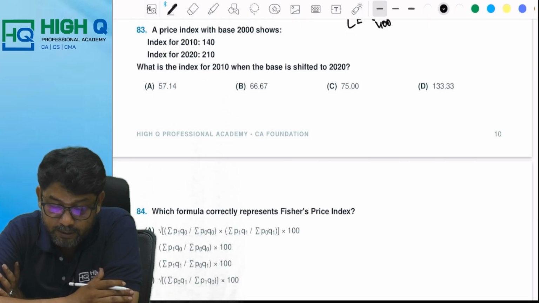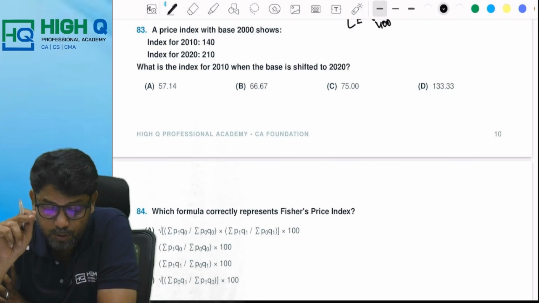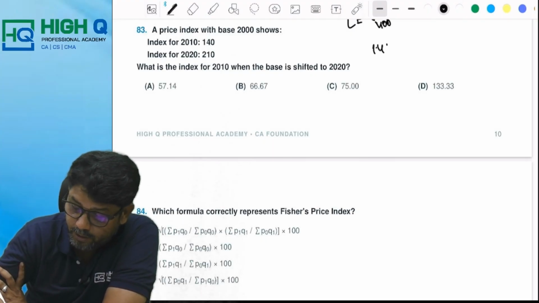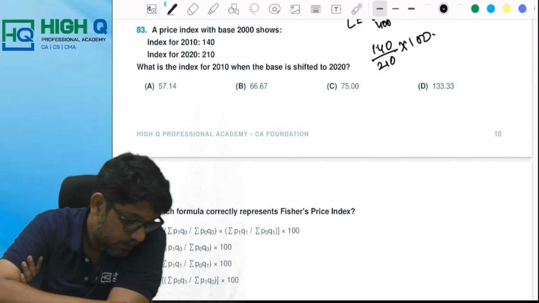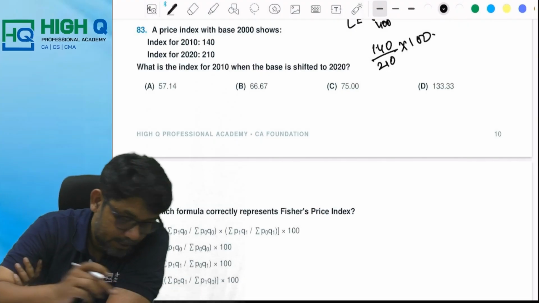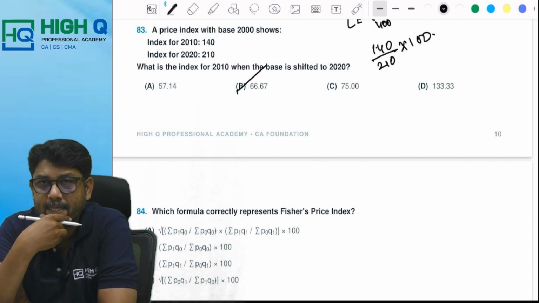Now, a price index with base 2000 shows 2010 is 140, 2020 is 210. What is the index for 2010 when the base is shifted to 2020? Now, base index is what? 2020. Base is 2020. So, what is the formula, my dear? Which is nothing but 140 divided by 210 into 100. 140 divided by 210 into 100, 66.67.